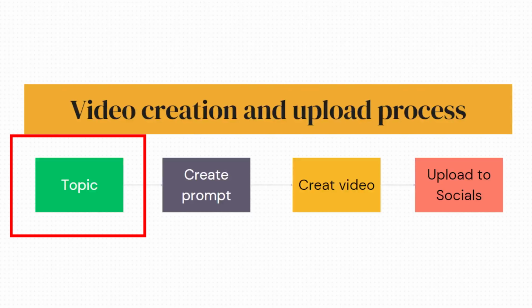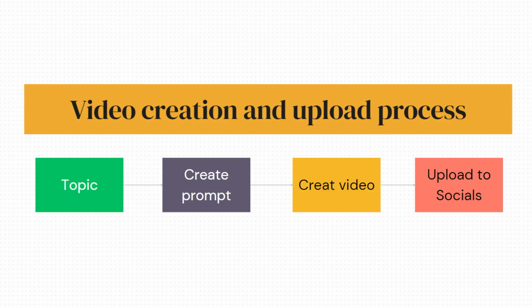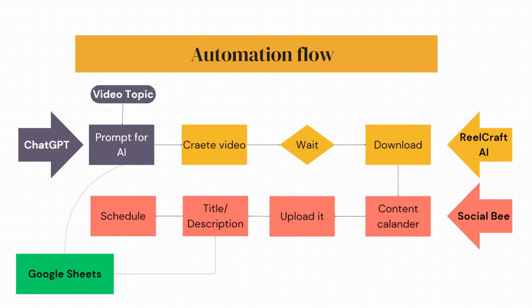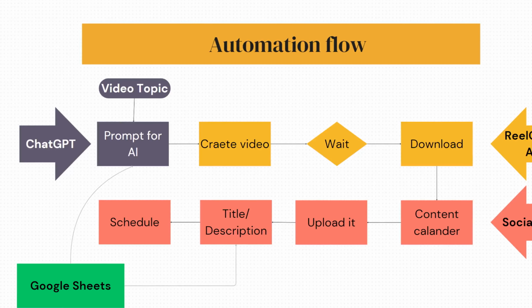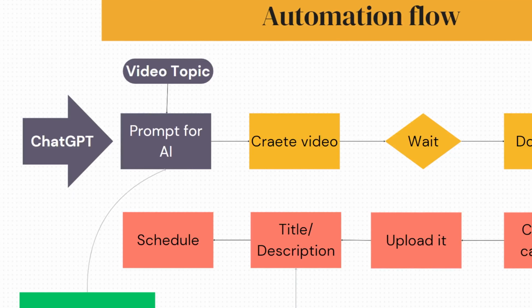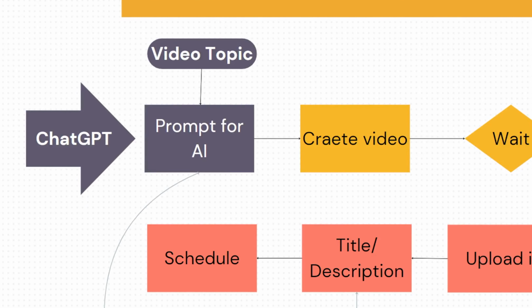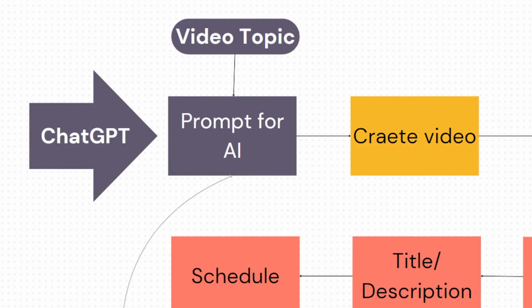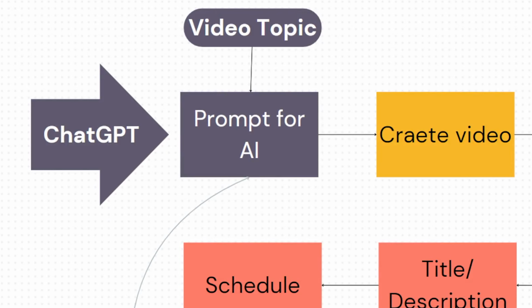Next, there is a process of creating the prompt for the topic, so you can give it to the AI to create the video for you. This is a separate flow, but again, we use Task Magic for the automation and ChatGPT for the prompt creation. But instead of stopping here, we are going to continue in the same automation flow with the process of creating the video and uploading it.